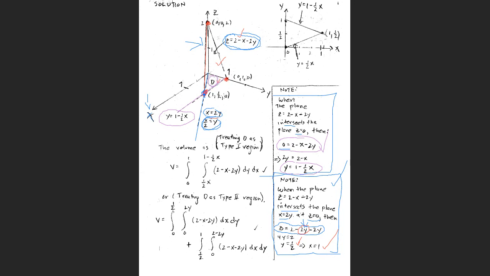So this volume bounded above and below and on the sides, that volume is up above the region D, and that region D, which is right here, right? I took the region D and I redrew it here. That region D is this triangle with the sides appropriately labeled.